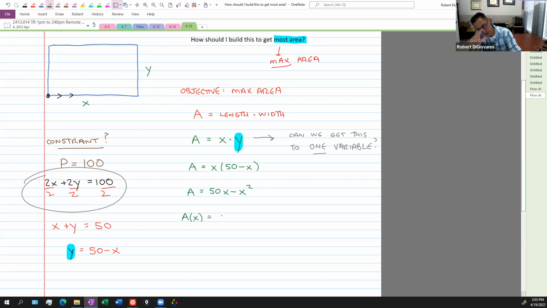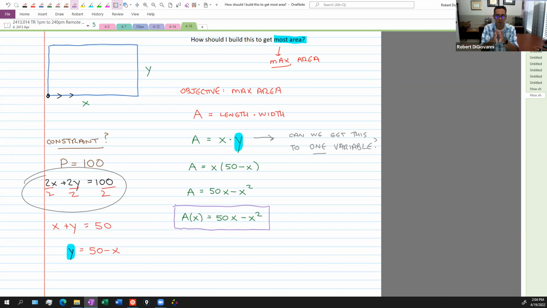I want to stress to you that this area is a function of X. I'm slightly changing the notation there because I want you to understand that we have reached our goal here. We have figured out a formula for the area as a function of a single variable X. And now what we want to do is find the maximum of that. Questions?